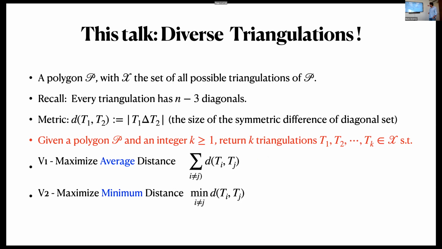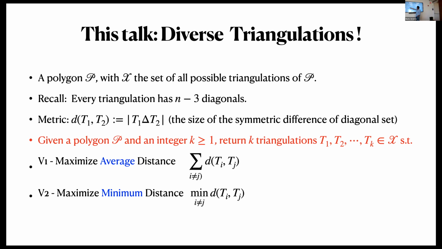So this is a general class of problems. For now, we will think of polygon triangulation. You have a polygon, and X is the set of all possible triangulations of the polygon. Every triangulation has a fixed number of diagonals for this polygon. And the metric that we use to compare two triangulations is simply the number of diagonals that is in one triangulation, but not in the other. So the size of the symmetric difference of the two triangulations.